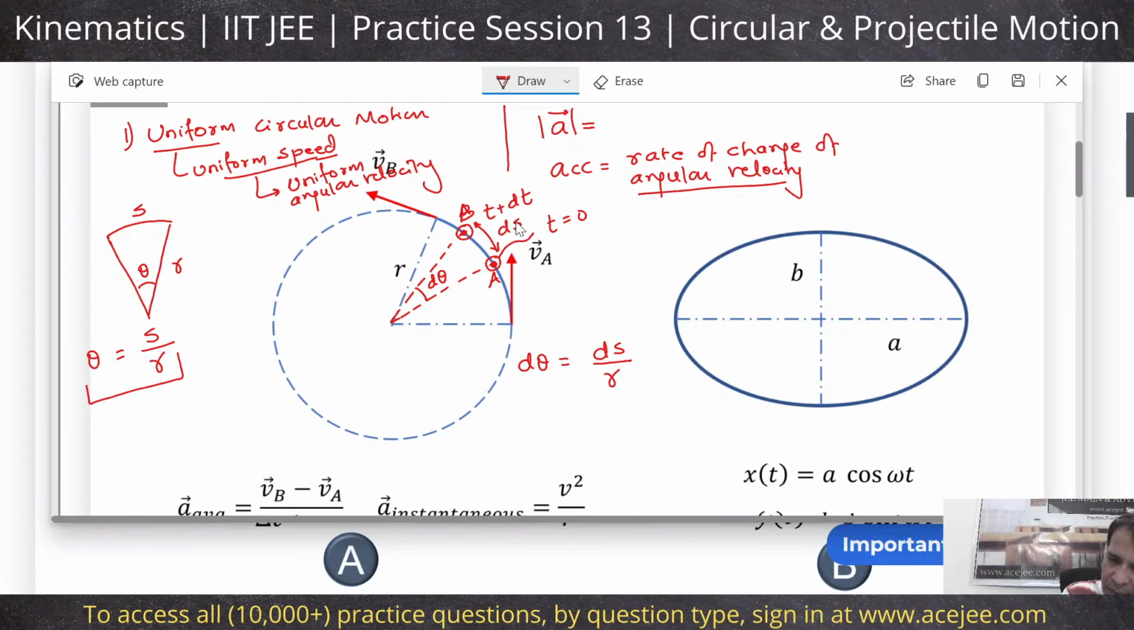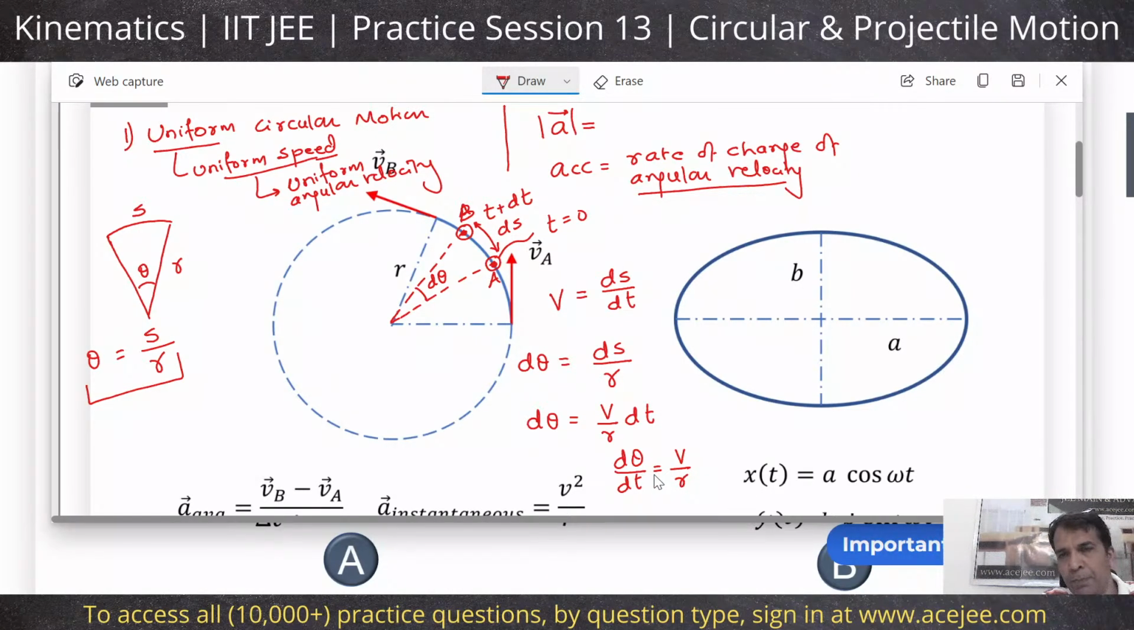By the way, what is this ds in terms of dt? Recall, speed was v. What is v? v is distance traveled, and ds is the distance traveled. Speed is distance by time, ds by dt. So ds I can write as v dt. Correct, na beta? So I can write this as v dt. If I bring dt to the left, I get d theta by dt is v by r.